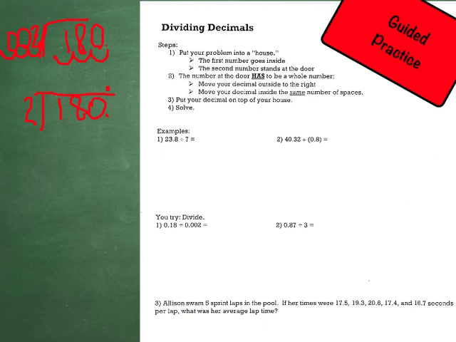So now we have 180 divided by 2. And you go ahead and divide. 2 goes into 18 9 times. 9 times 2 is 18. Subtract, which is 0. Bring down your 0. And 2 goes into 0 0 times. 0 times 2 is 0. Subtract, which is 0. And so now your answer is 90.